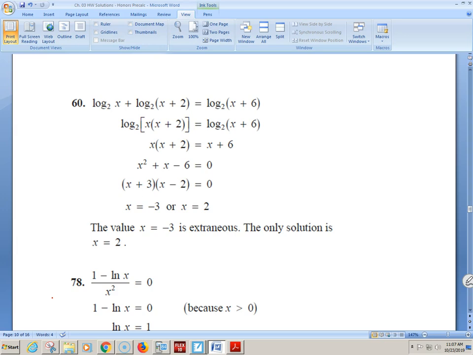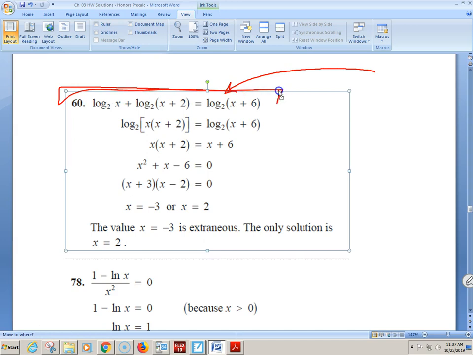The problem with ignoring logs is you're ignoring their domain restrictions. Back here at the very beginning, if we were looking at the domain of this entire thing, we would have to look at every single argument and say, okay, what x's work in every single one? The first one, x has to be greater than 0. Because remember, 0 is my vertical asymptote. The second one, x has to be greater than -2. The third one, x has to be greater than -6. So if I'm looking at a number line, in order to work in every single one, which one do I choose for my domain?